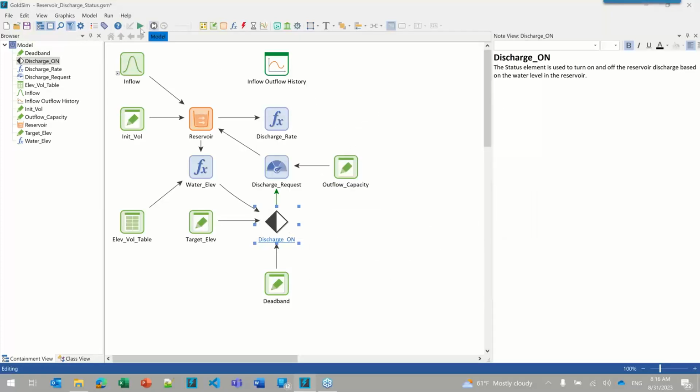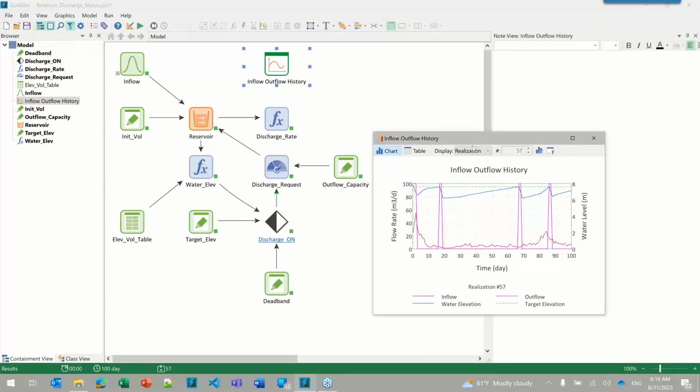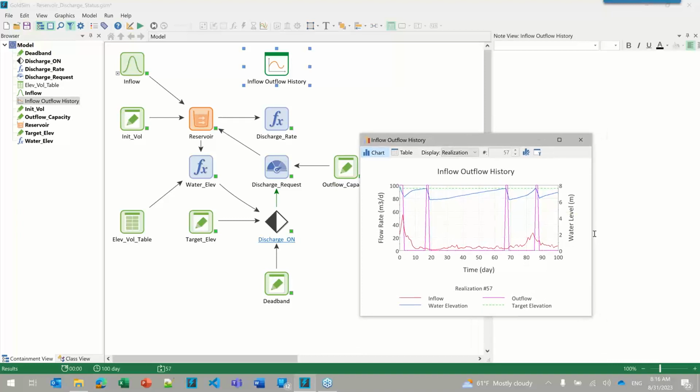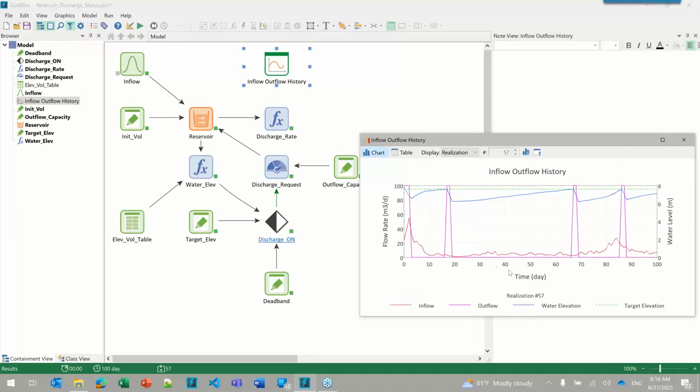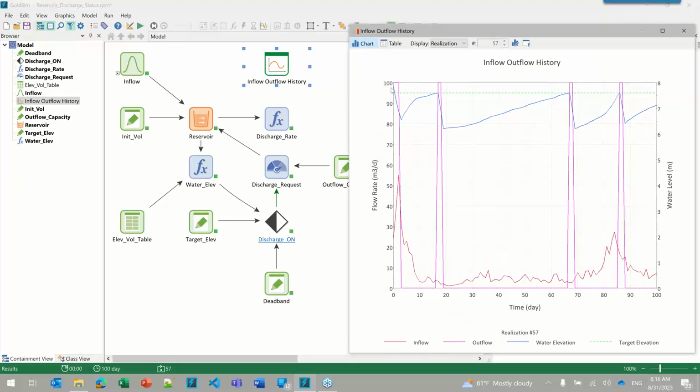So what we should expect is that when we run this model, we're going to draw down below the target. And you can see that we do. So what happens here is at the very start of the simulation, we are slightly above. I'm going to make this a little bit bigger. We are slightly above the target at the beginning.